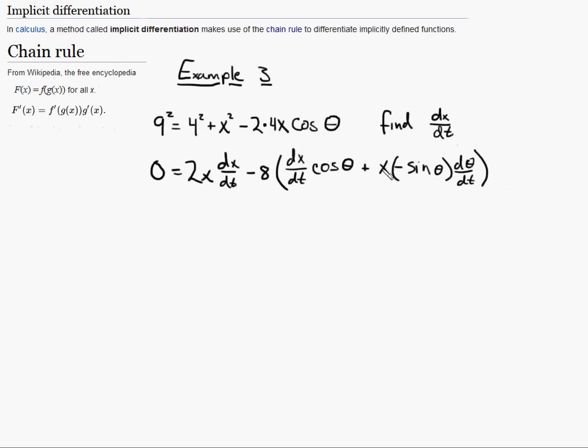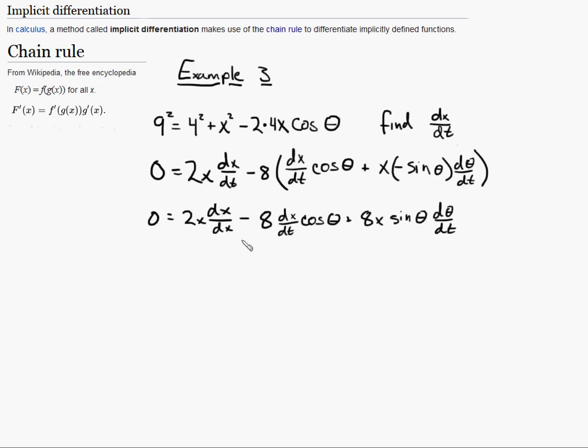Alright, now I'm going to clean all this up. 0 is equal to 2x dx/dt minus, let's see, I'm going to leave my x out here. Well, yeah, minus 8 dx/dt cosine theta. And this is going to be plus 8x sine theta d theta/dt.